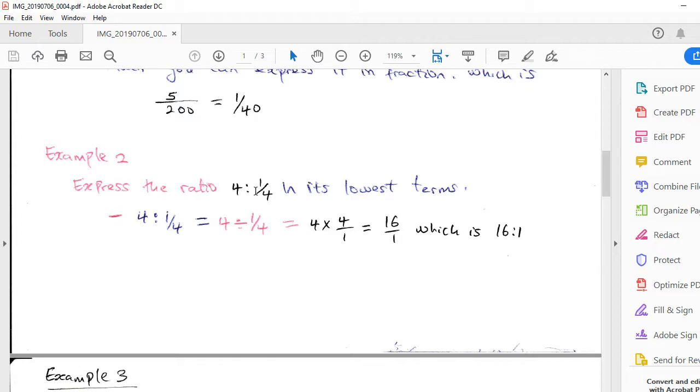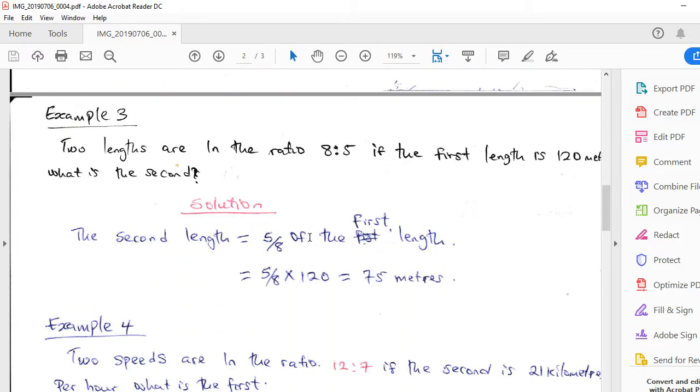Let's go to the second example. Express the ratio of 4 ratio 1 over 4 in its lowest term. We can say it's equal to 4 divided by 1 over 4. So you say 4 multiplied by the flipped fraction, which is 4 over 1, giving 16 over 1, which is equal to 16:1.